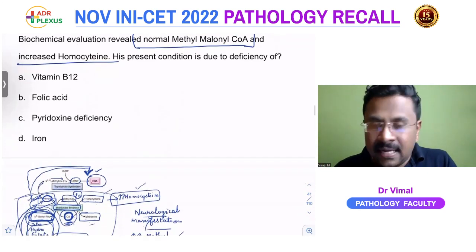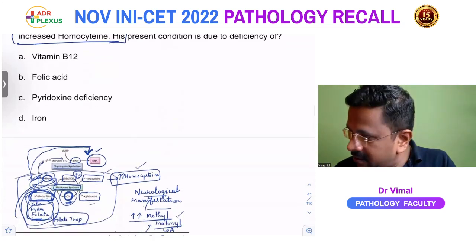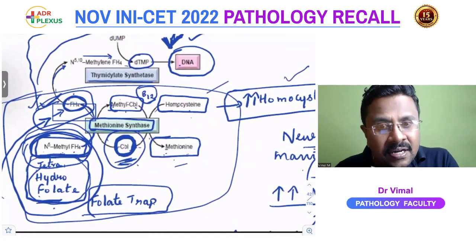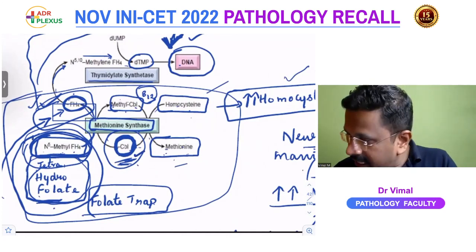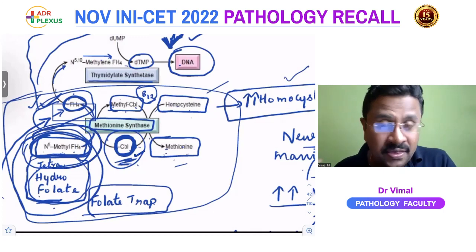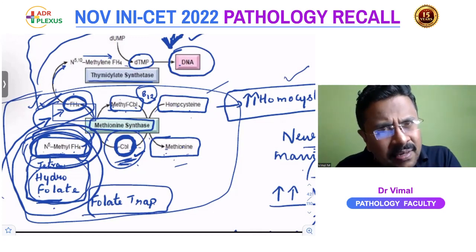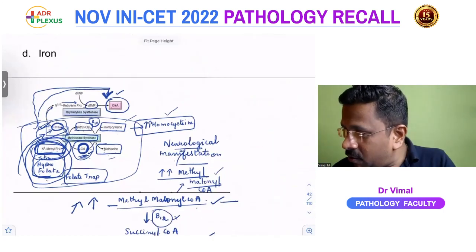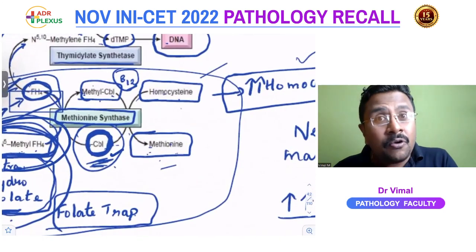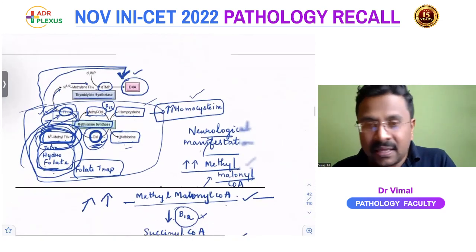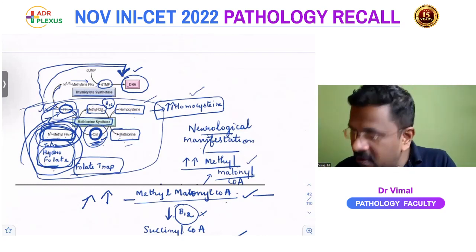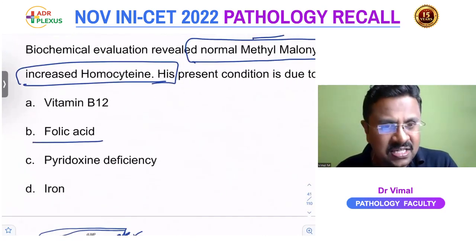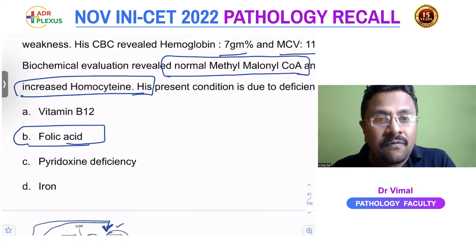Another further clue: increased homocysteine. Homocysteine is converted into methionine via methionine synthase, and both cobalamin, that is vitamin B12, and folic acid are essential for this reaction. If either vitamin B12 or folic acid is not there, then your homocysteine will not be converted into methionine and homocysteine levels will be elevated. So with increased homocysteine and normal methylmalonyl-CoA, we are ruling out vitamin B12 deficiency and making a diagnosis of folic acid deficiency. So the answer here is folic acid deficiency.